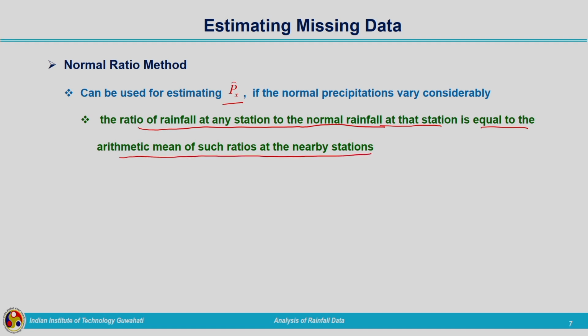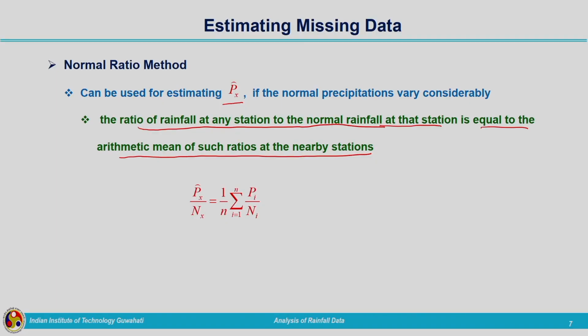One particular station is the one in which missing data is recorded, with many blank spaces. The normal rainfall for that particular station is calculated based on the available data, and the normal rainfall from the neighboring stations is also calculated. After that, we calculate the missing data Px using this formula: Px cap divided by Nx is equal to 1 by n, sigma i equals 1 to n, Pi divided by Ni.